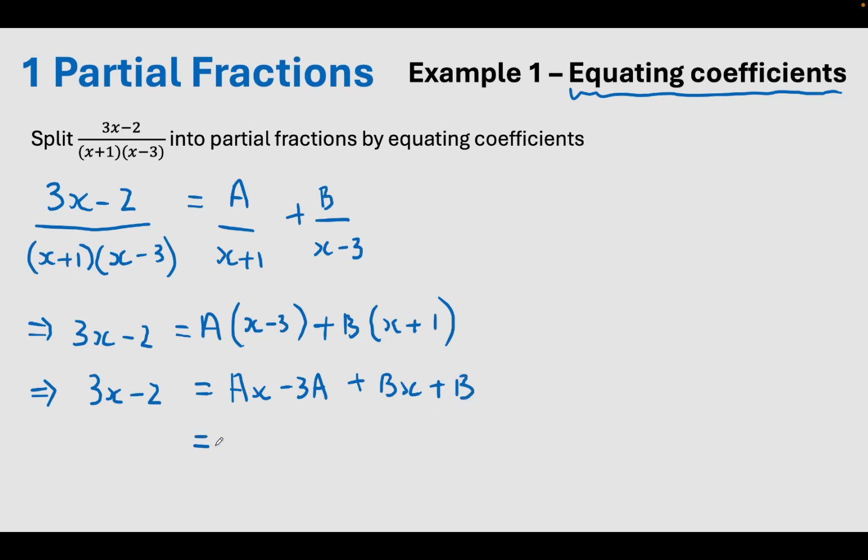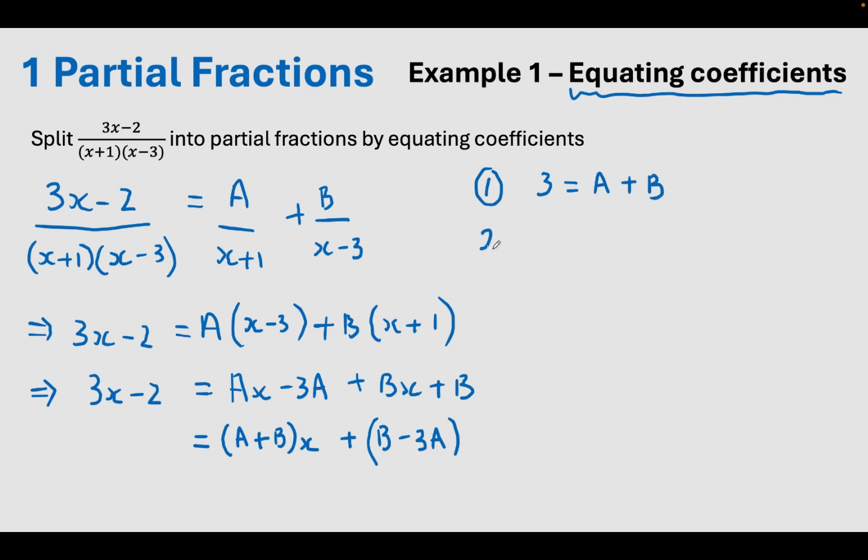Now if I collect my terms, in front of the x I'll have a plus b as the coefficient, and then I'll get plus b minus 3a. Okay. Now what we can do is compare the coefficient of x here with this one. So this will become equation 1. So I'll get 3 equals a plus b.